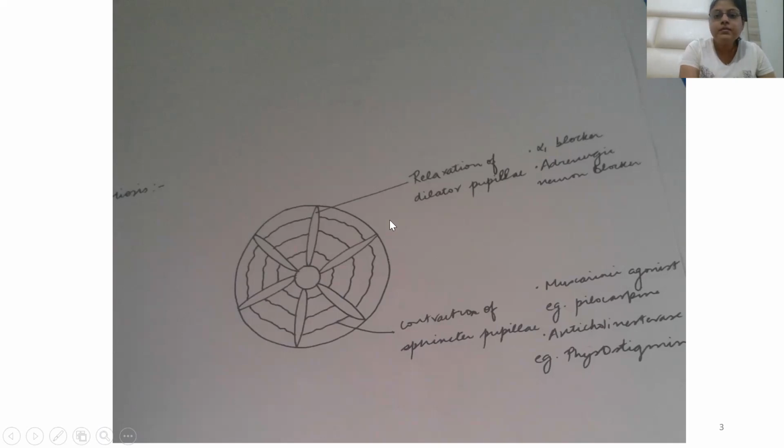And then there is the relaxation of the dilator pupillae. It is not so much seen. The effect of contraction of the sphincter pupillae is more. Meiosis can also occur due to relaxation of the dilator pupillae muscle, but this effect is very minimal. So basically, active meiosis occurs because of contraction of the sphincter pupillae muscles, leading to constriction of the pupils. The drugs involved are M3 receptor agonistic drugs like pilocarpine and anticholinesterase enzyme inhibitors like physostigmine.